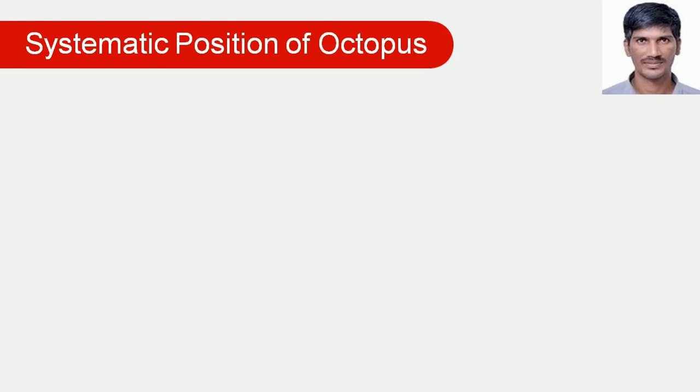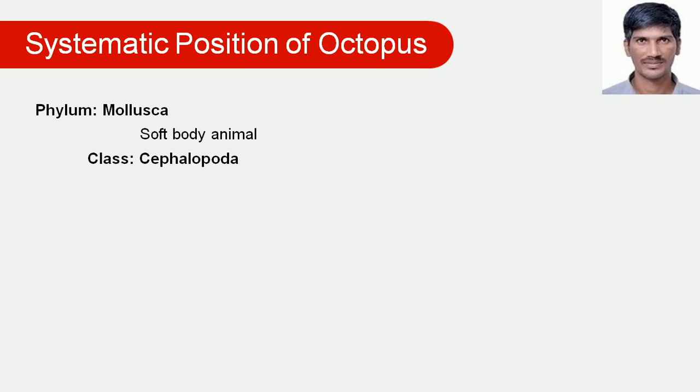Then the next animal is the octopus. Let's go through the systematic position of the octopus. It belongs to the phylum Mollusca because it is a soft-bodied animal. Then the class is Cephalopoda. The name indicates that this animal has a well-developed head region. They are exclusively marine animals.